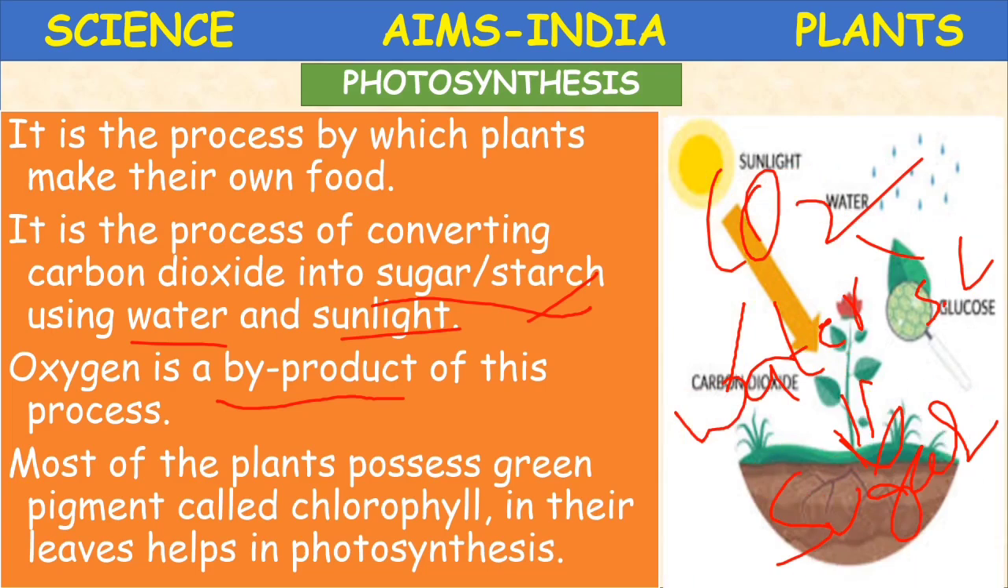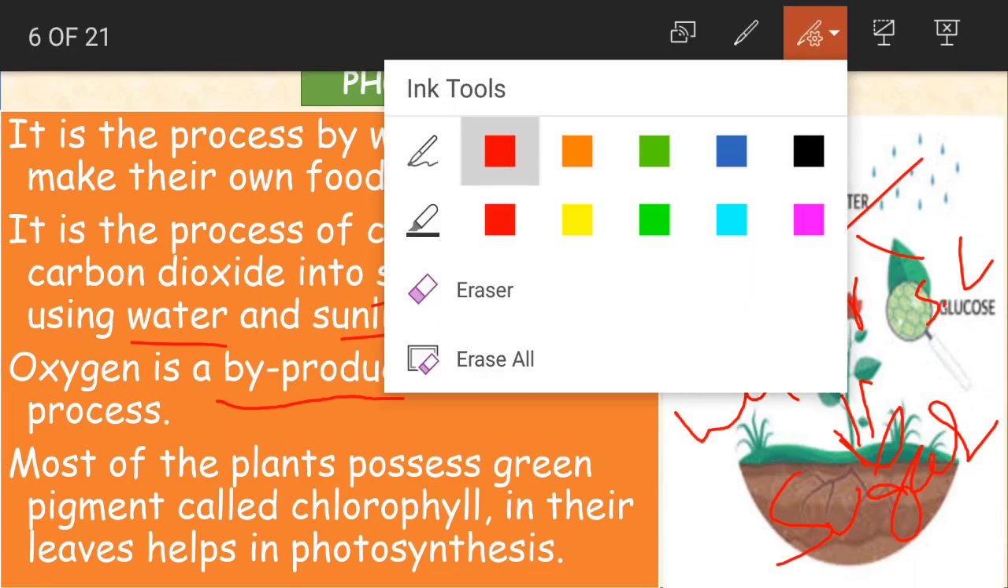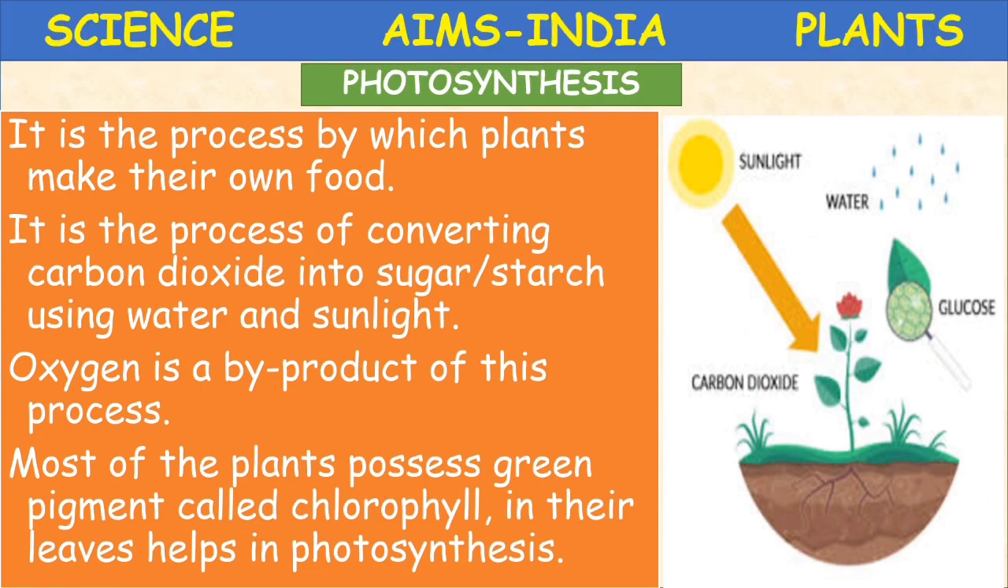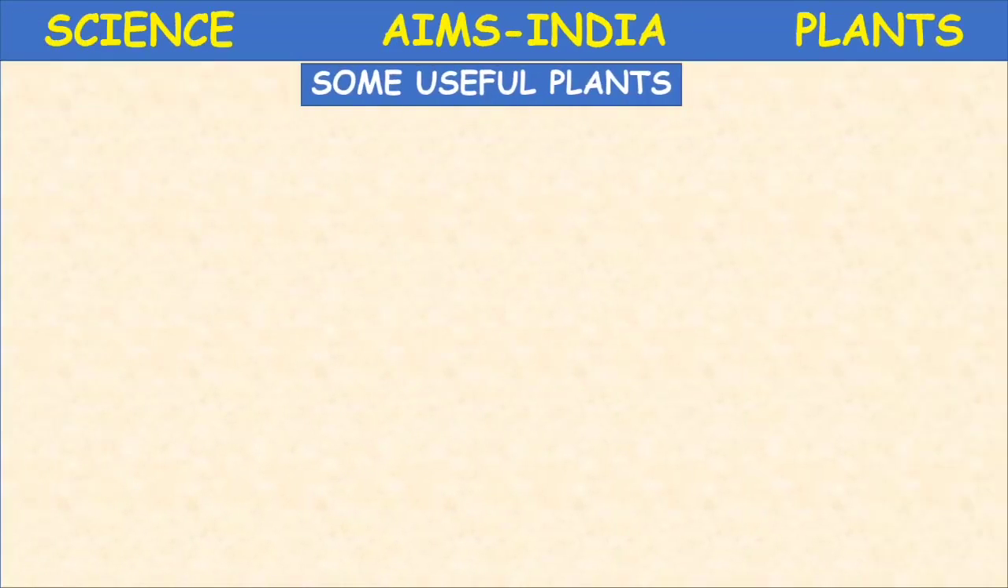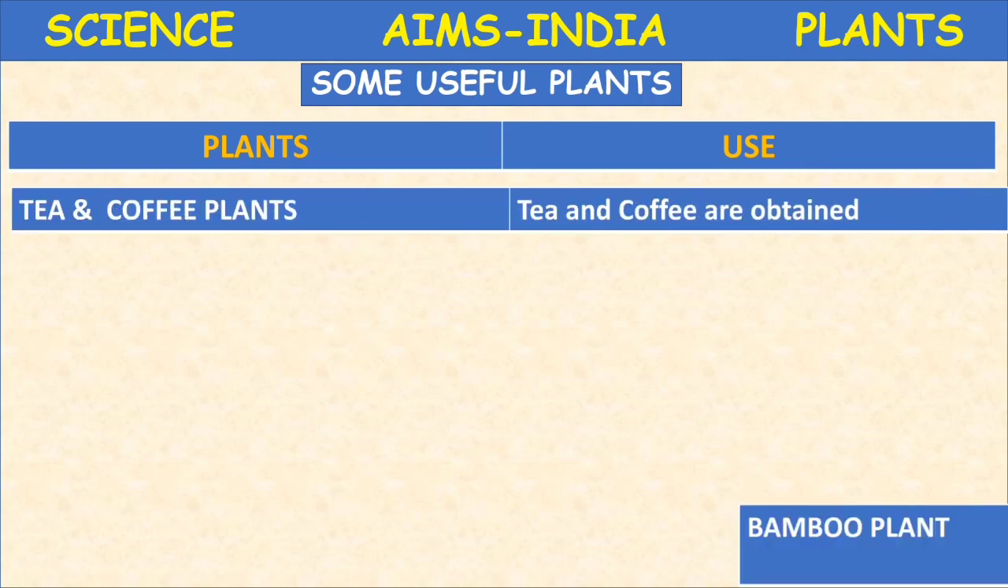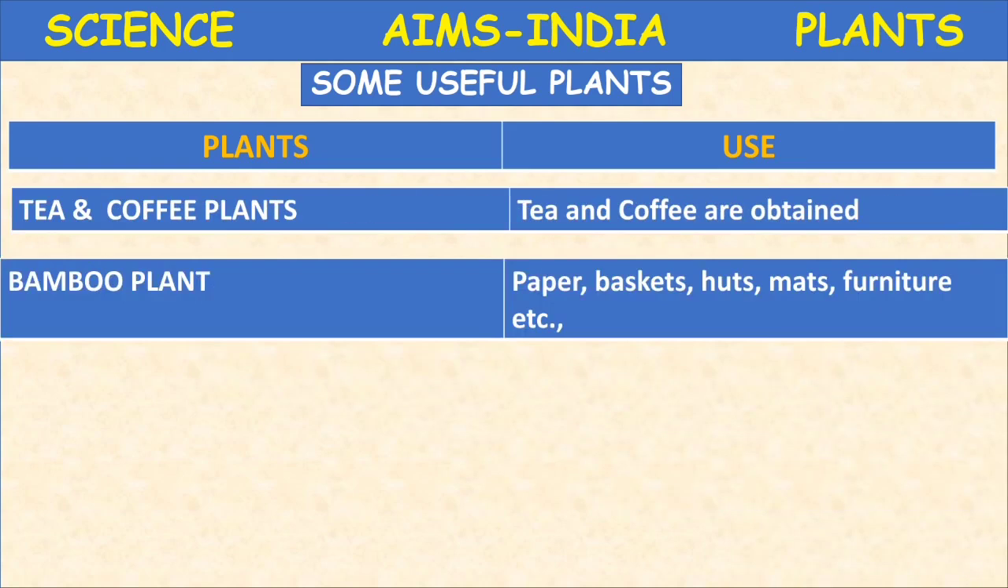Now see here, you are having a picture here. Sunlight, water, glucose and carbon dioxide, like the process of photosynthesis. Let us see some useful plants and their usages here, like how they are useful to us.